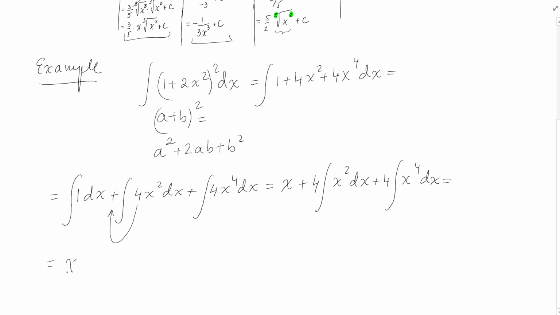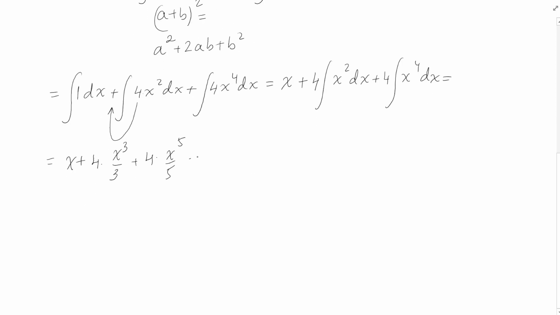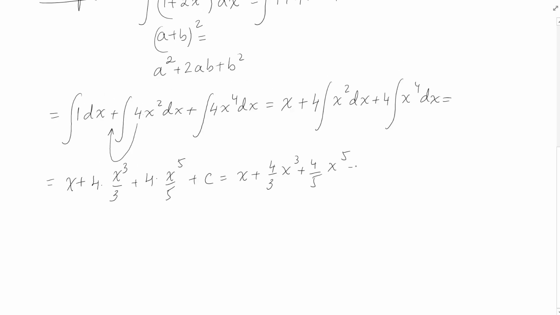So we get x plus 4 times x to the 3rd over 3 plus 4 times x to the 5th over 5 plus a constant. And if we rearrange it, it's x plus 4 over 3 x to the 3rd plus 4 over 5 x to the 5th, plus a constant. I hope this helps.